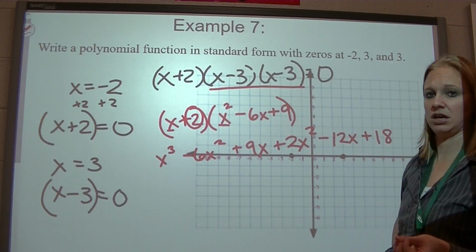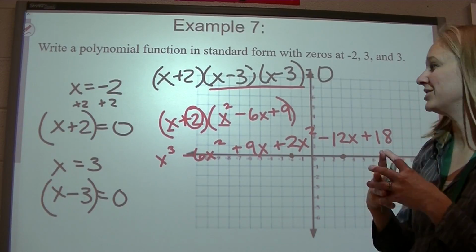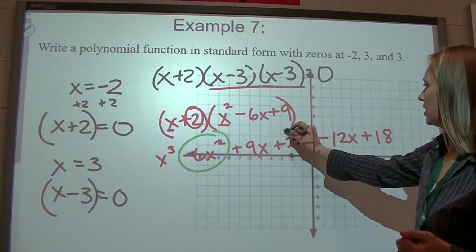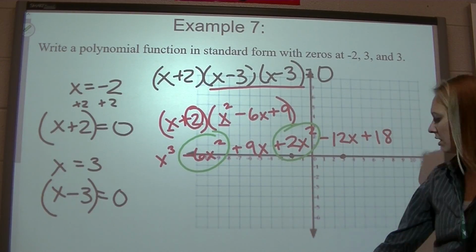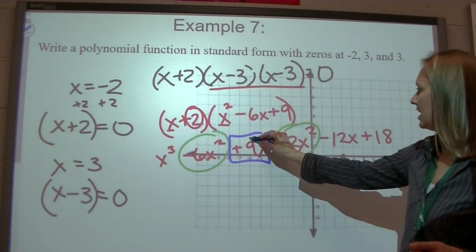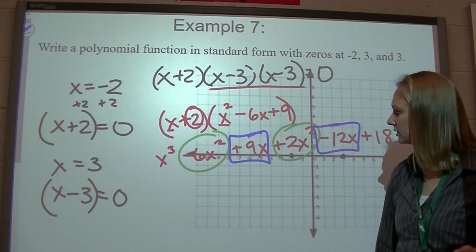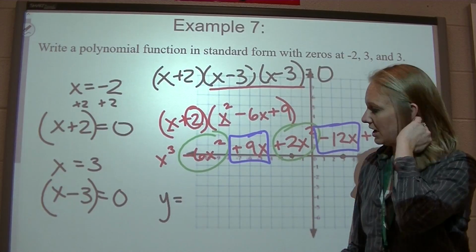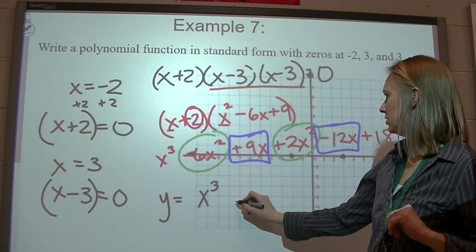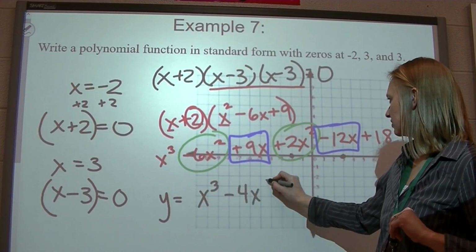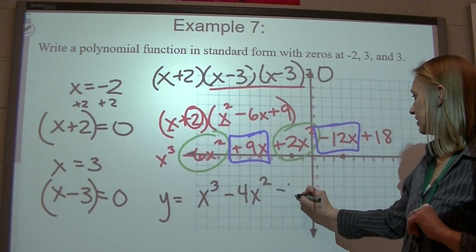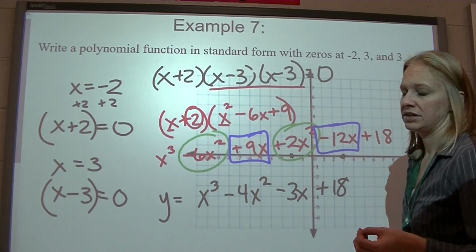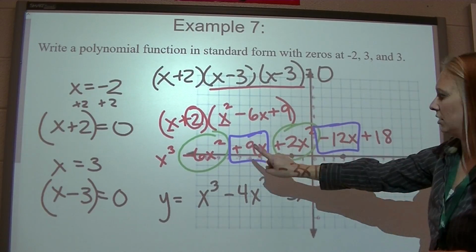So now, just like we did in example 1, combine your like terms. My like terms are going to be negative 6x squared and positive 2x squared. That's one set, but then we also have a positive 9x and a negative 12x. So when all that's combined, our equation is going to be y equals x cubed minus 4x squared minus 3x plus 18.